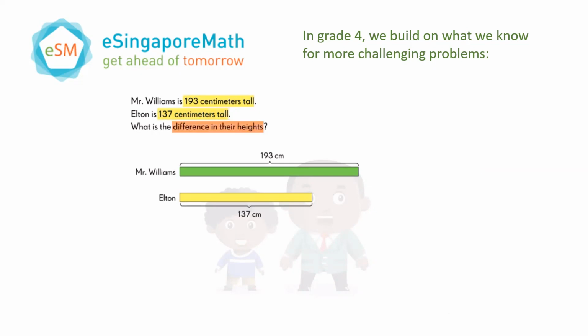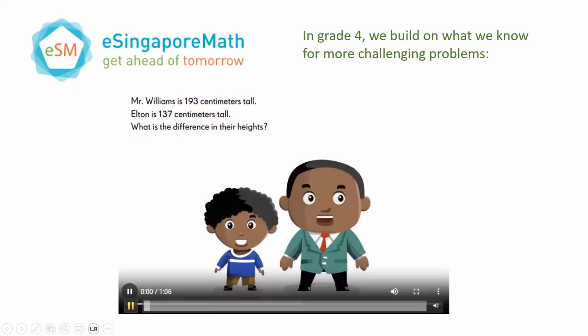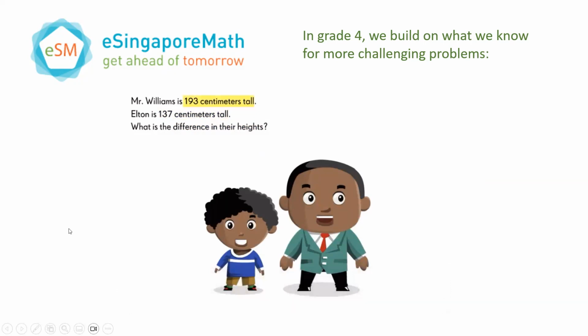We do not know the value of this. How do we find the difference in their heights? To find the difference, we subtract this from this. We get 56. Therefore, the difference in their heights is 56 centimeters. So you can see in this fourth grade example how it's more sophisticated, and we go more directly from the problem to the bars, and we start skipping that concrete and pictorial piece.